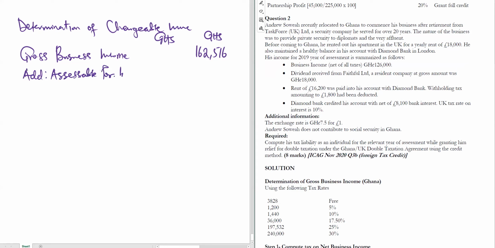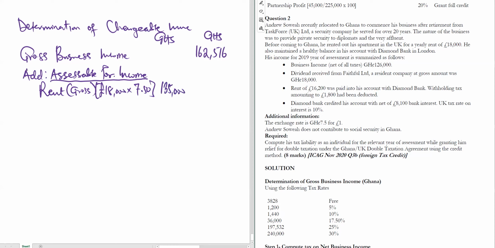But apart from our gross business income, we are going to add our assessable foreign income also. What income did we receive? We received rent, right? We need the gross rent. How much was the gross rent? 18,000 pounds, right? And the pounds was how much? 7 cedi 50 pesewas. True or false? True. Okay, so we have 18,000 times 7.5. That means we have rent income of 135,000.